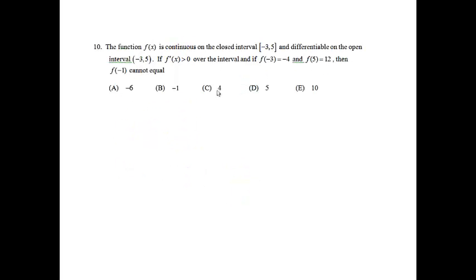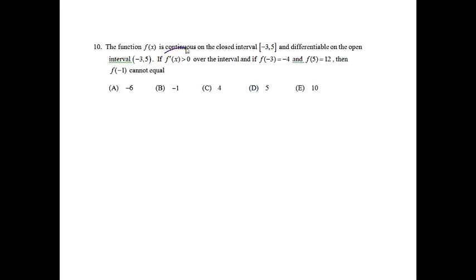And number 10. Okay, the function f is continuous on the closed interval -3 to 5, and it's differentiable on the open interval -3 to 5 if the derivative is greater than 0 over the interval, and if f of -3 equals -4 and f of 5 equals 12, then f of -1 cannot equal what?